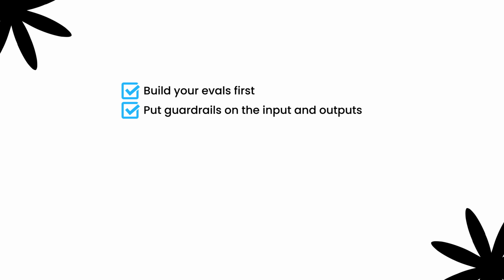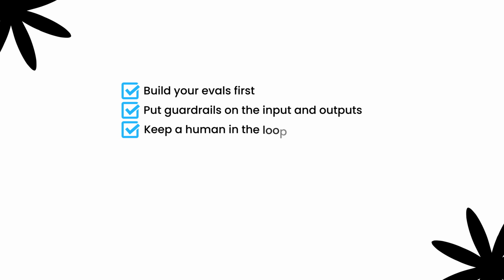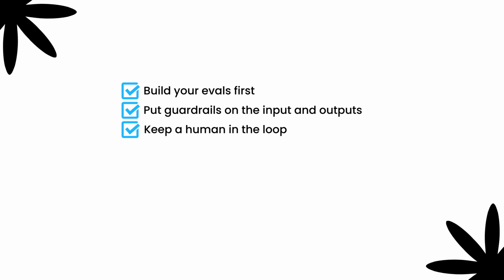The core principle is that you align the system, not just the model. The model is just one component and you never trust it alone in production. Concretely, that means a few things. First, build your evals first so you're measuring the behavior instead of just going with vibe evals. Then put guardrails on the input and outputs, filtering and validation around the model. Keep a human in the loop for high stakes or irreversible actions.